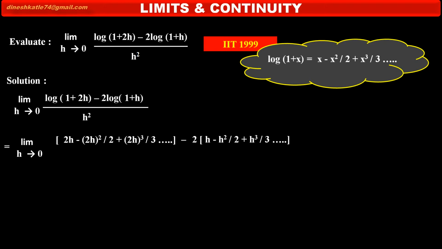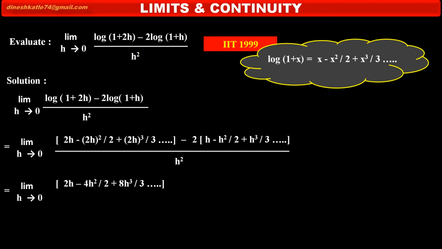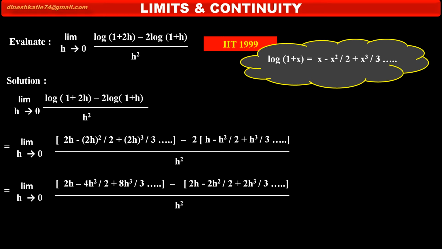minus 2 into the expansion of log(1 plus h). According to the given series, it is h minus h square upon 2 plus h cube upon 3, like this, dot dot dot, upon denominator h square. So solving each bracket, we get limit h tends to 0, the first bracket becomes 2h minus 2 square, 4h square upon 2, plus 2 cube, 8h cube upon 3, dot dot dot, minus, multiplying the second bracket by 2, we get 2h minus 2h square upon 2 plus 2h cube upon 3, like this, dot dot dot, upon h square as it is.